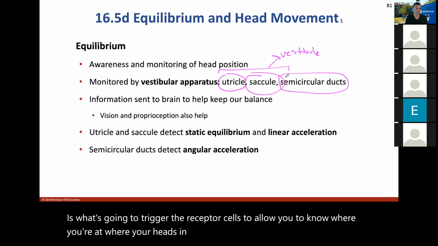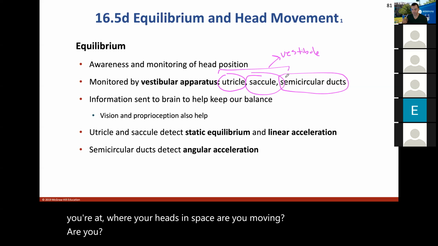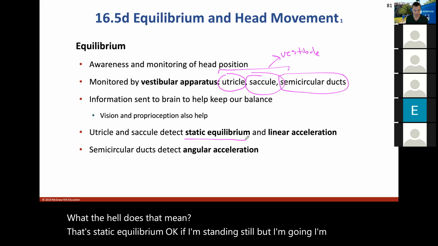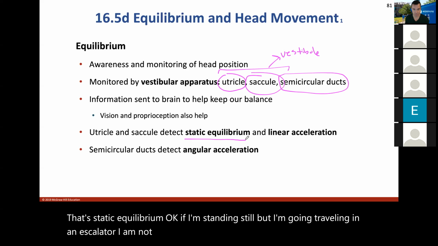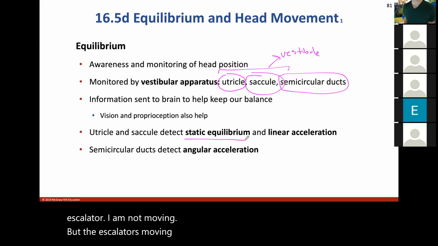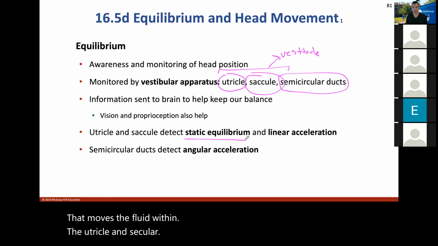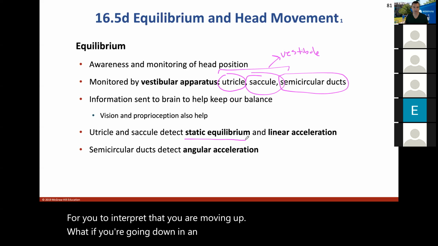Okay. Are you moving? Are you moving and not moving? What the hell does that mean? That's static equilibrium. Okay. If I'm standing still, but I'm traveling in an escalator, I am not moving, but the escalator's moving, right? And so by extension, I'm moving. That moves the fluid within the utricle and sacula for you to interpret that you are moving up. What if you're going down in an escalator? Same damn thing, just opposite.